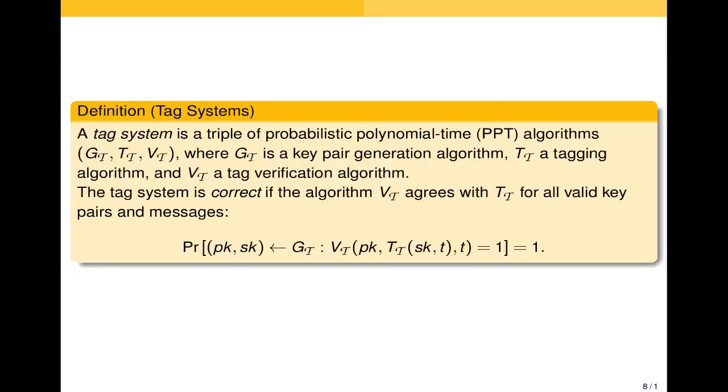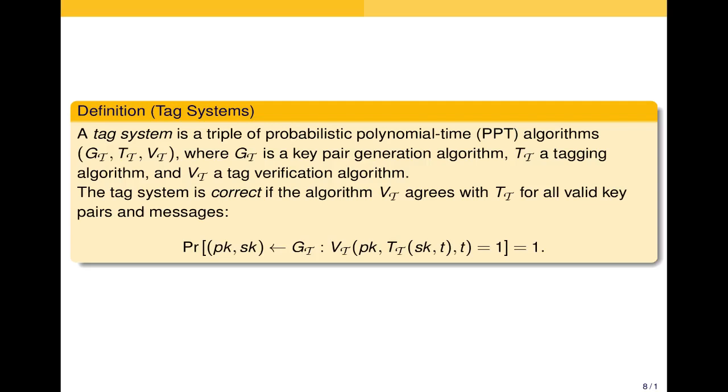The second ingredient of the BLT schemes is a tag system. Functionally, tag systems are similar to digital signatures and also consist of a triple of polynomial time algorithms G, T, and V. G is a public-secret key pair generation algorithm. T is a tagging algorithm which takes a secret key and a time value, and produces a tag which is associated to the time value. V is a verification algorithm which takes a public key, a tag, and a time value.